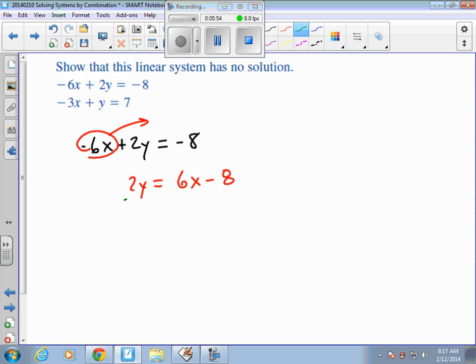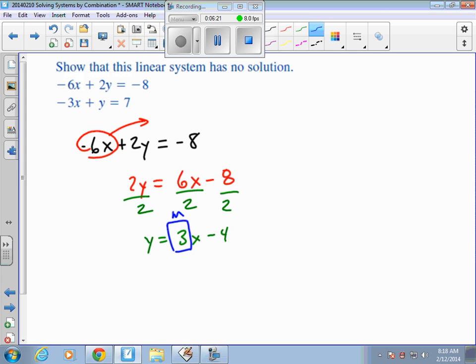Then get rid of 2 times something by dividing by 2. Do it there and there as well. So you have y equals 6 divided by 2 is 3x. Negative 8 divided by 2 is minus 4. The first thing you're interested in is the m value, 3. The negative 4 is going to come into play when you determine if they both have the same slope and different y-intercepts. But let's just look at the m value 3 for a second.